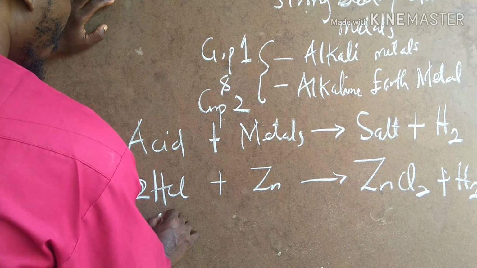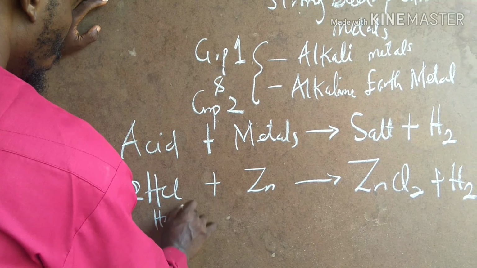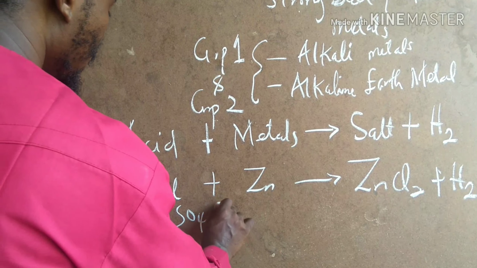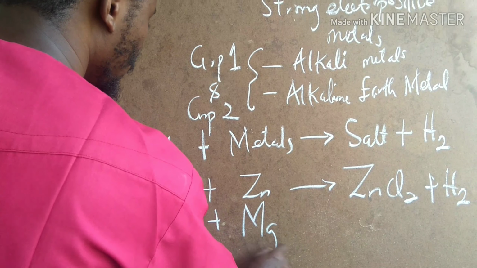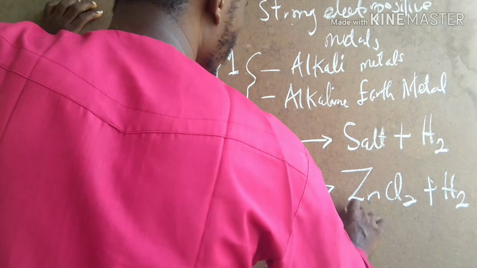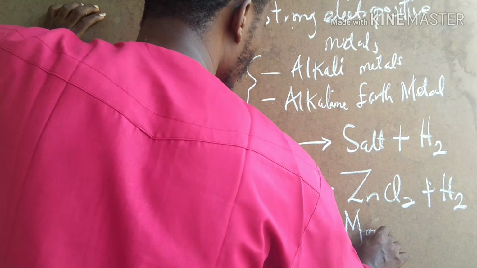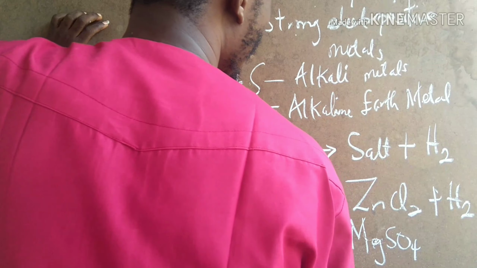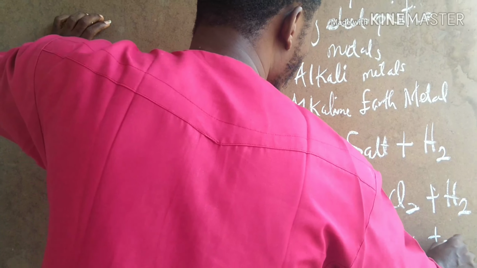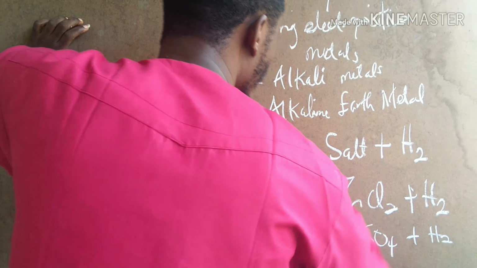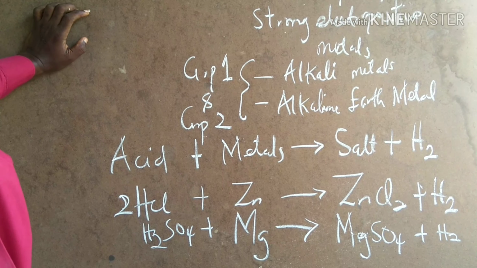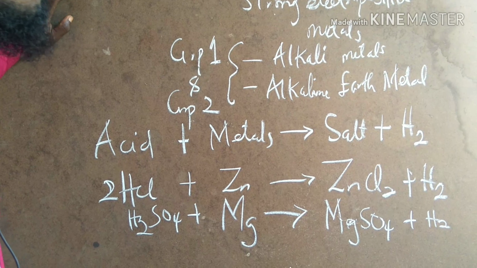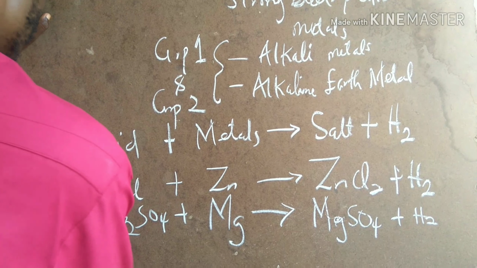Let us take another example. H2SO4, our sulfuric acid, reacting with magnesium. With magnesium, it is going to give us MgSO4. MgSO4 plus what? Hydrogen gas. Is that clear now? Is that clear? That's what we have been talking about.